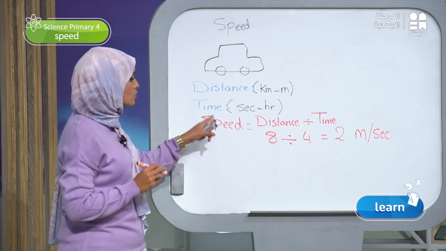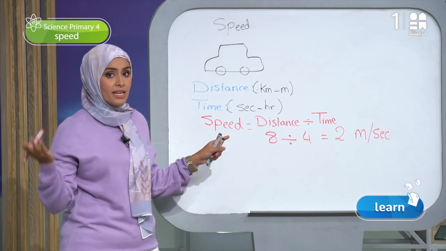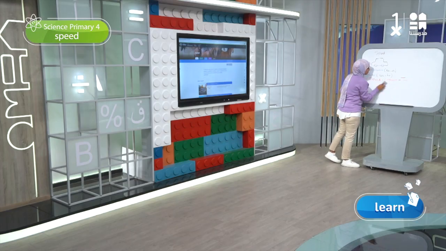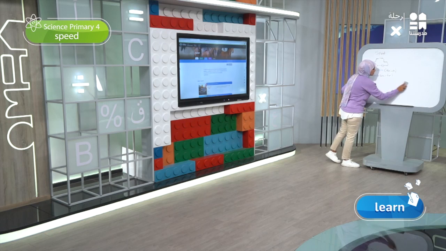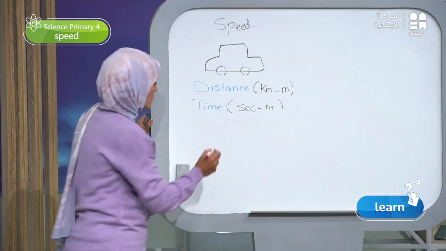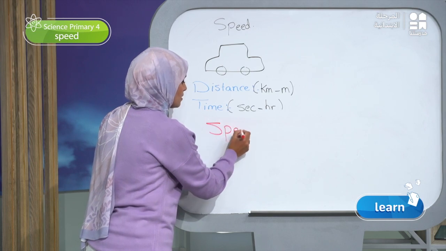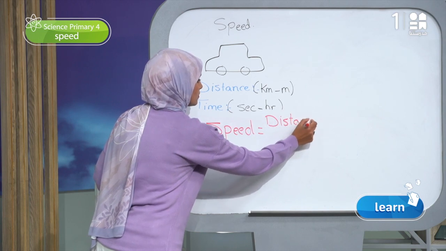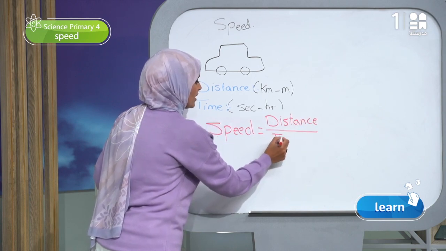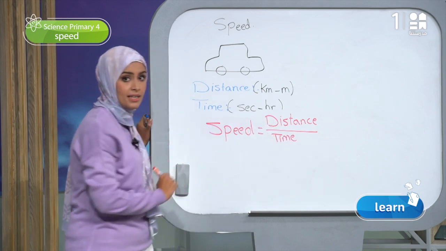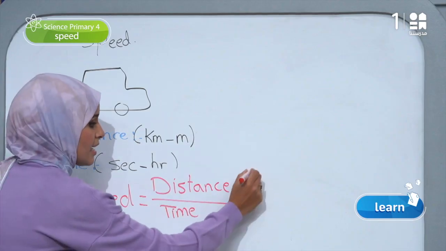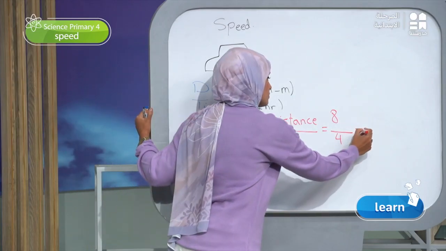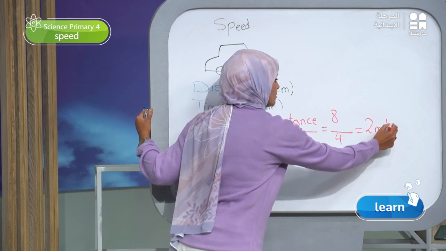Now, you might see this rule in a different way. Let me show you the different way. We can see the rule as a fraction. How do we see it as a fraction? Speed equals distance over time, or divided by time. You must get used to this form too. We said the distance was 8 and the time was 4, so the speed is 2 meters per second.